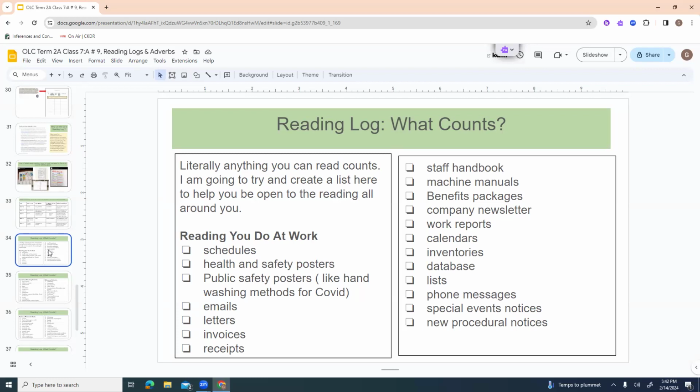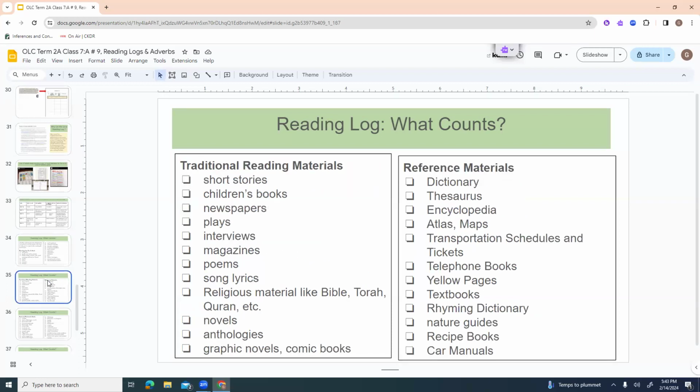Reading you do at work, things like schedules, health and safety posters, public safety posters like hand washing methods for COVID, emails, letters, invoices, receipts, staff handbook, machine manuals, benefits packages, company newsletter, work reports, calendars, inventories or databases, lists, phone messages, special events notices, or new procedural notices.